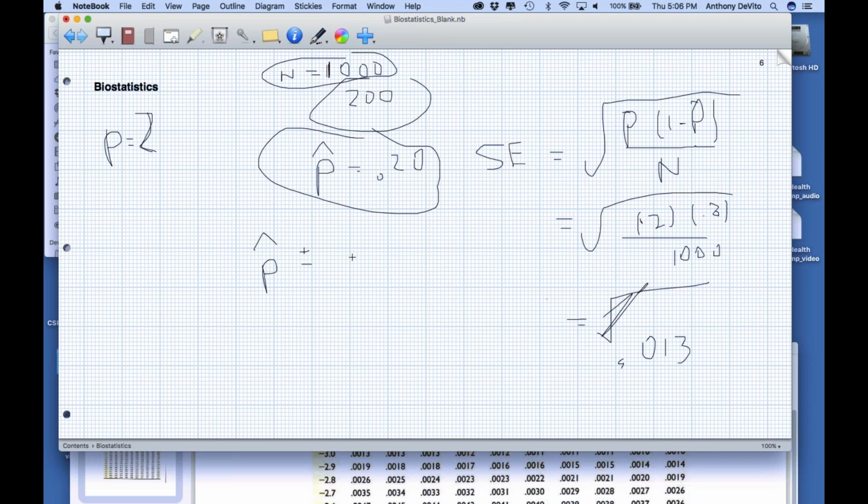Now I have to decide what z-score to use. For a 95% confidence interval, what should I use? 1.96. We're done with 2. We've graduated from 2. We're 1.96 from now on. Times 0.013.